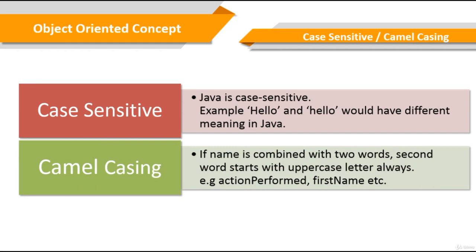CamelCasing is a naming convention in which the first letter of the second word in a compound word is capitalized. So you have a name that is combined with two words. The second word will always start with an uppercase letter. For example, actionPerformed, firstName, etc.